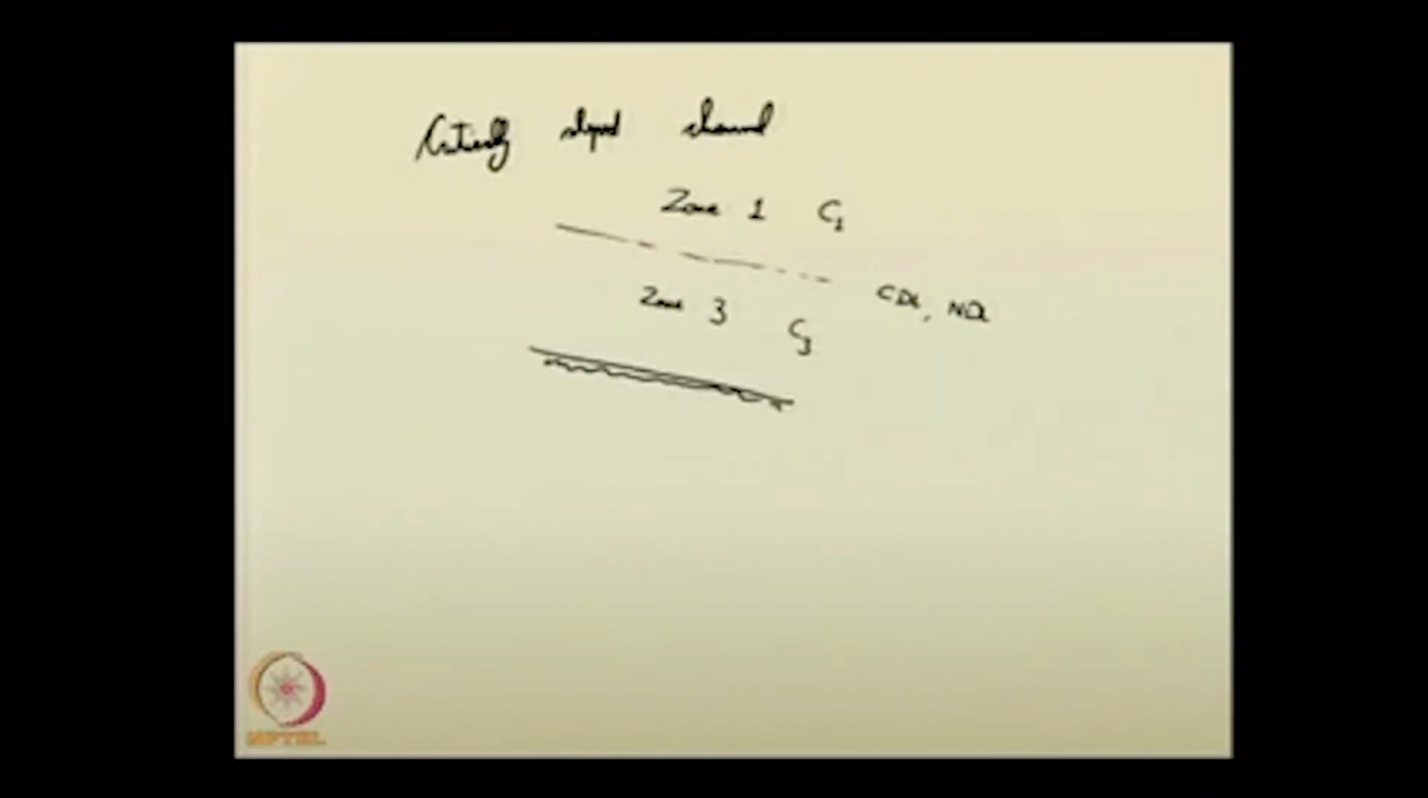For adversely sloped channels or horizontally sloped channels, you will have two regions as mentioned earlier: H2 and H3 for horizontally sloped channels, and A2 and A3 for adversely sloped channels.